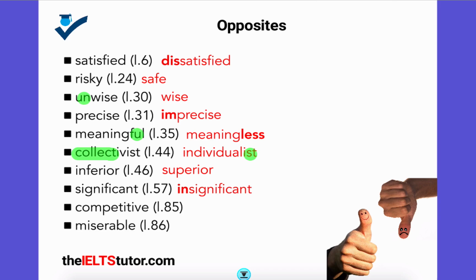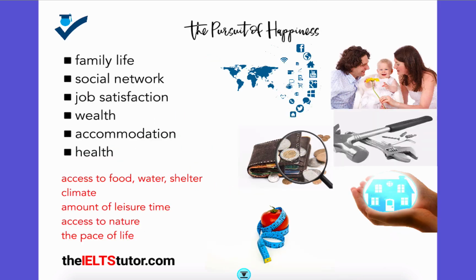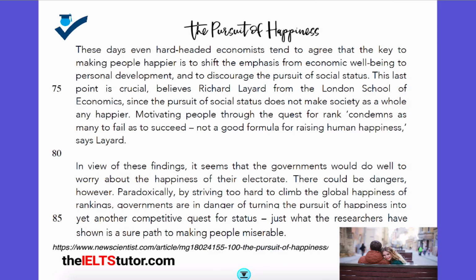And then we have competitive, which you can find in line 85. Let's have a look here. In view of these findings, oh, sorry, wrong line.